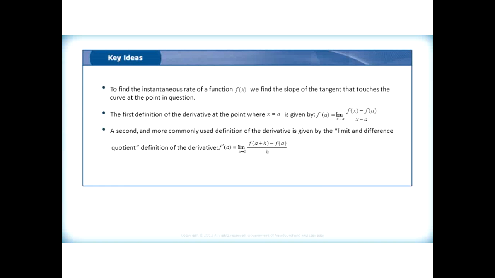And here are some key ideas from this section. So let's have a look at those for a sec. To find the instantaneous rate of change, we want to find the slope of the tangent. And for the first definition of the derivative, we use this formula, and for the second definition we use this one. 99% of the time though, if you're ever asked a question and they just say use the definition of the derivative, unless they specify, this is the formula that we're after, this one down here. That's the big one. Okay?